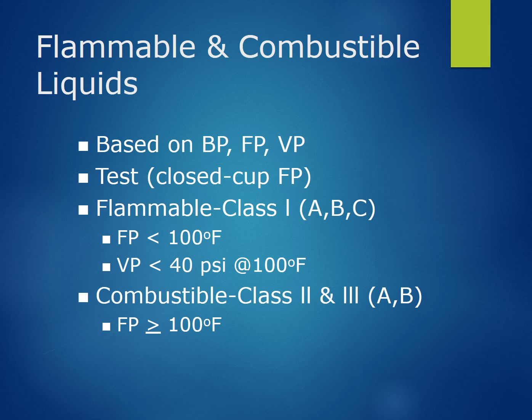You will also see different combustible classes in the different regulations. We will look at those in more detail. However, the key components are a flammable liquid or class 1 flammable has a flash point less than 100 degrees Fahrenheit and a vapor pressure less than 40 psi at 100 degrees Fahrenheit. A combustible has a flash point greater than or equal to 100 degrees Fahrenheit.